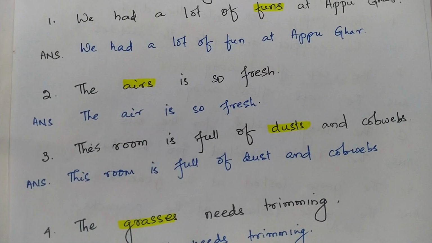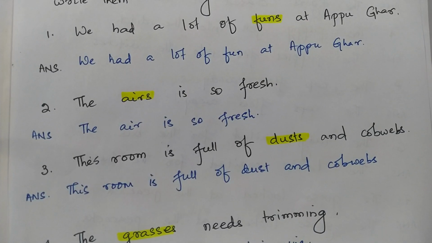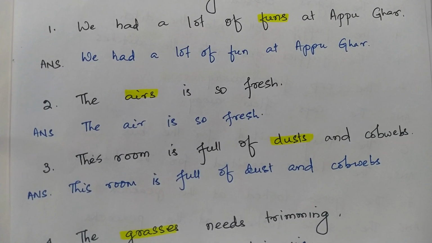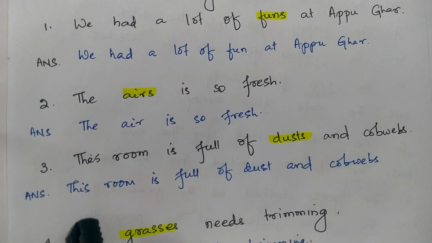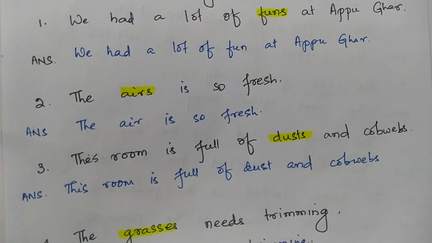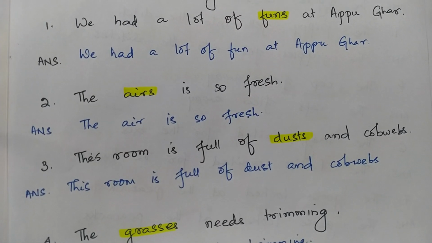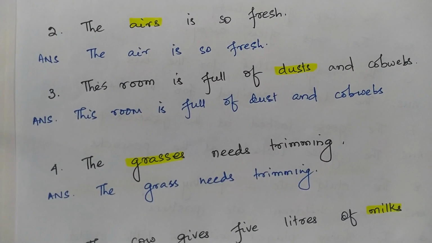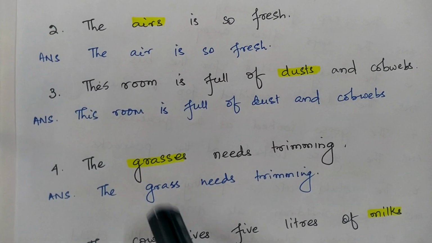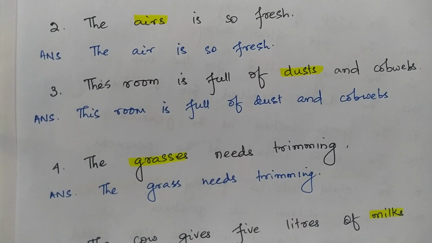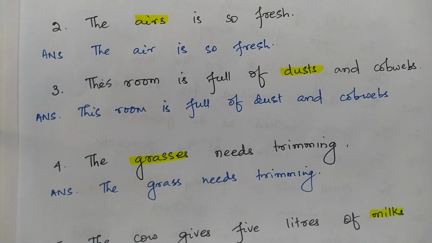This room is full of dusts and cobwebs. First you should know, can you count dust? No. So it is an uncountable noun. So this is the fault over here. The correct one will be this room is full of dust because there is no plural of dust as dusts. Dust plural is dust only. And cobwebs. The grasses needs trimming. Can you count the grasses? No. There is no such word as grasses. The grass needs trimming because plural of uncountable nouns is not there.